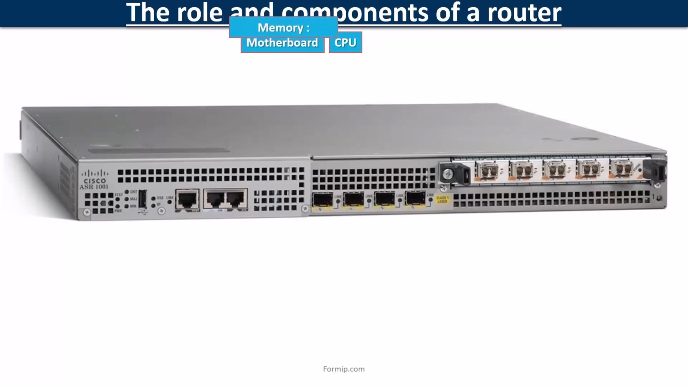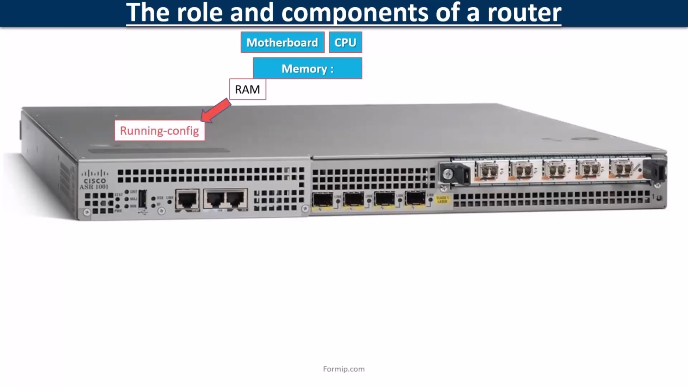And we have memories. There are 4 main types of memory. We have RAM, which stores the data while the processor is working. It is a type of volatile memory, that is, its information is lost when the power is removed. That's where the running-config is stored. Then we have NVRAM, which retains its contents when the router is off. This is where the startup-config is stored.